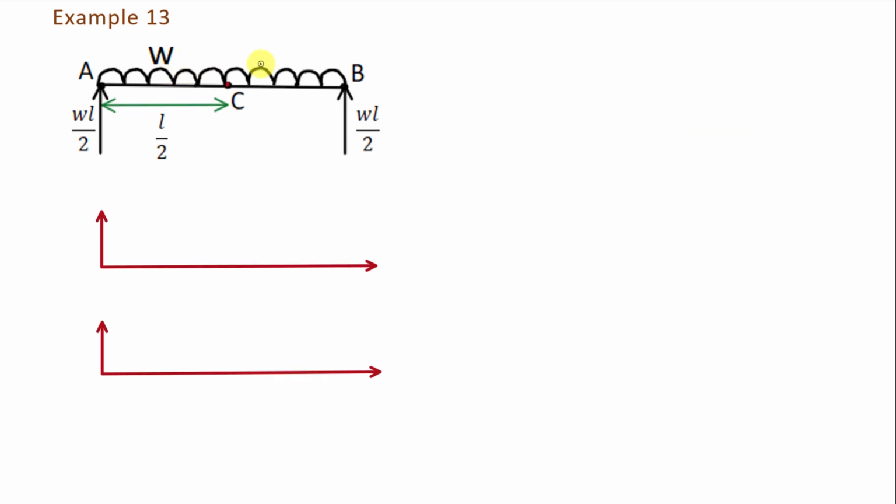Now here there is no other load acting between point A and B. So we will take the interval between A and B, that will be 0 less than or equal to x less than or equal to L. Now in this interval we want to find the value of shear force F. For that we will take a section between point A and B, which is at the distance of x from point A.